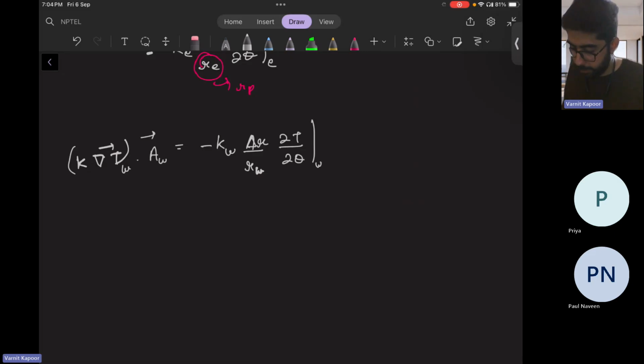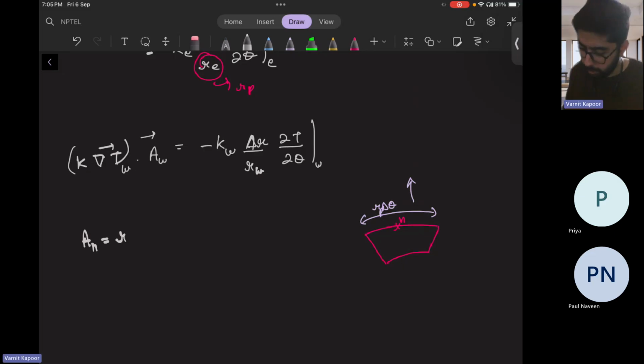What will be the area of A north? Again, if I make the cell here, this is your north face. So this is how much? R del theta, R P del theta, into 1 unit. And it is pointing in which direction? ER direction.